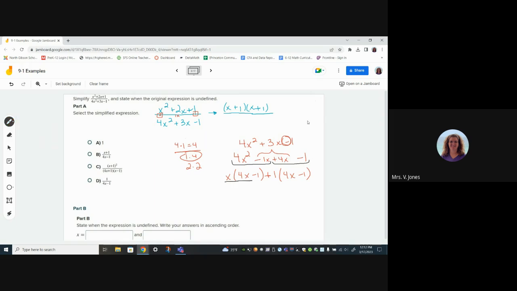Okay, so I'm going to call that a term, and I'm going to call this a term. When we look at those 2 terms, we see that they both have a 4x minus 1 in common. When you factor out the 4x minus 1 from both terms, they're gone, and that leaves you an x plus 1. So that goes on the denominator. So I'm going to go back up here and write that out.